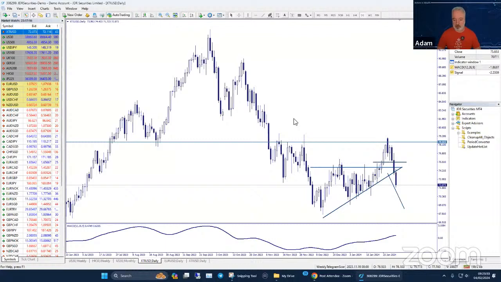I also wanted to show you crude oil. Crude oil had been moving down. It worked its way into an ascending triangle. So forget about what you see prior to this. Ignore everything that you would see.